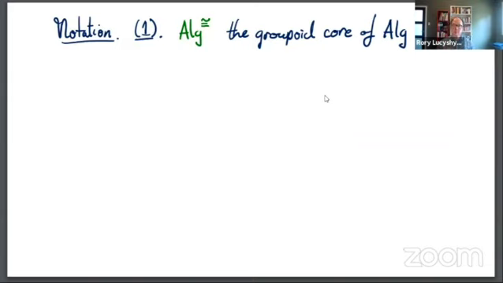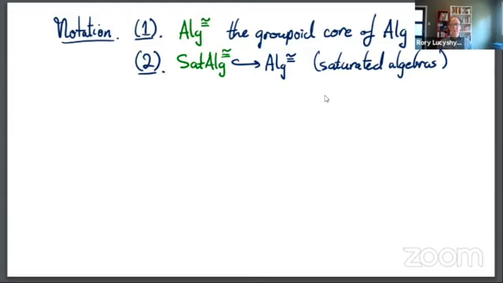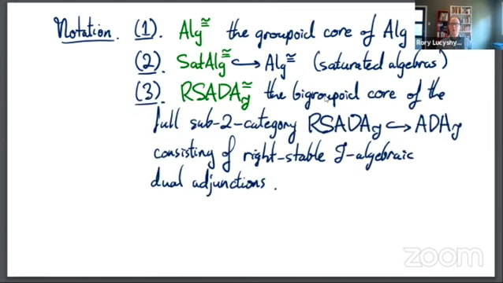So for some of the categories we've seen, to state our final results, we'll need to pass to the groupoid core of some of these categories. So here we'll take the groupoid core of the category of algebras. This has the same objects as the algebras, but we'll take only isomorphisms between them. So this is a groupoid. We can take the full subcategory consisting of saturated algebras. So we have Sat-Alg. But then on the dual adjunction side of things, we have two-categorical structure. What we'll do is instead take the bi-groupoid core.